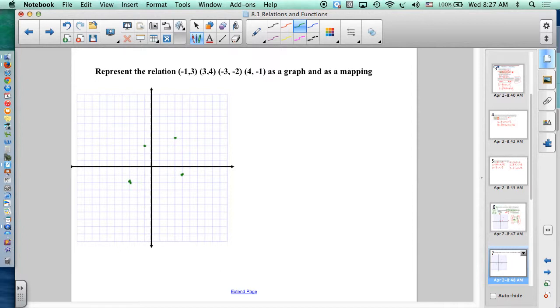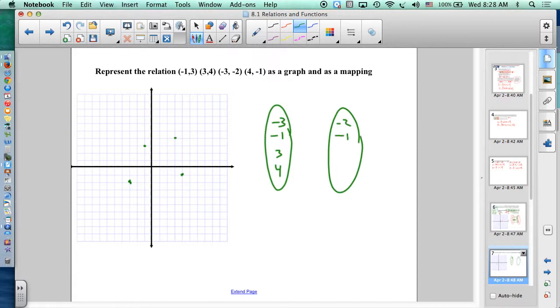And then if we want to do this as a mapping, again, we're going to draw an oval. We're going to list our x values in order: -3, -1, 3, and 4. And our y values in order would be -2, -1, 3, and 4. And then we're going to draw arrows to connect those: -1 to 3, 3 to 4, -3 to -2, and 4 to -1.